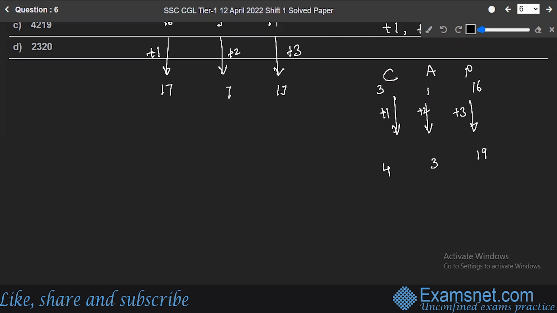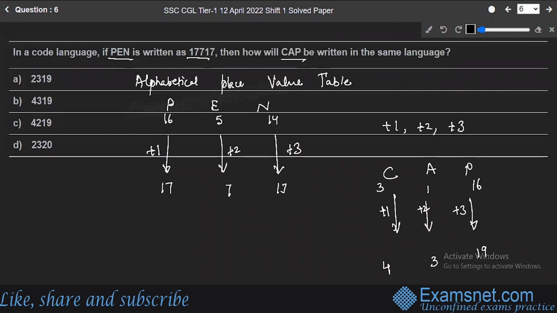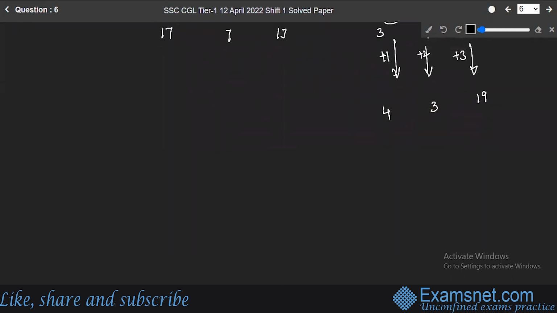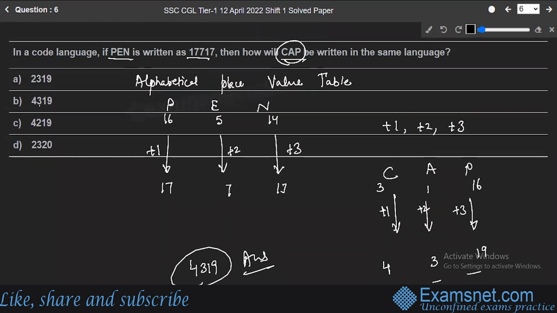Which alphabet is at position 4? Actually, we don't need the alphabets, we just need the code for this. So the code for CAP is 4319. This is the answer to the question. Let's check with the options. 4319 is option B. So option B is the answer to our question.